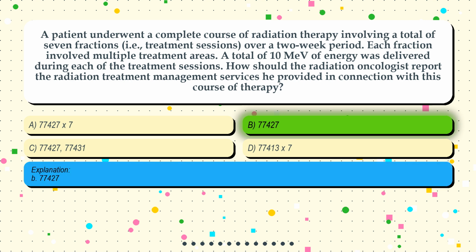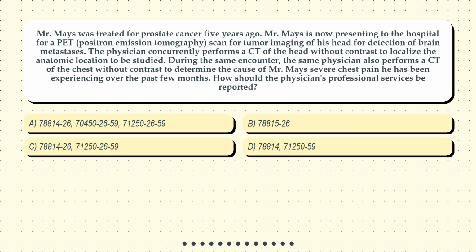Question 3. Mr. Mays was treated for prostate cancer 5 years ago. Mr. Mays is now presenting to the hospital for a PET, positron emission tomography, scan for tumor imaging of his head for detection of brain metastases. The physician concurrently performs a CT of the head without contrast to localize the anatomic location to be studied. During the same encounter, the same physician also performs a CT of the chest without contrast to determine the cause of Mr. Mays' severe chest pain he has been experiencing over the past few months. How should the physician's professional services be reported?